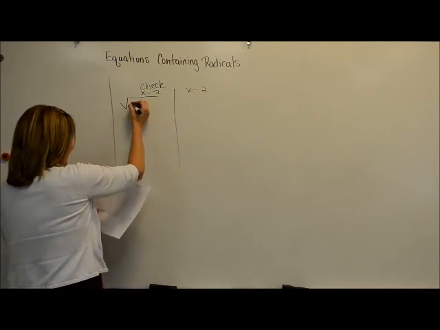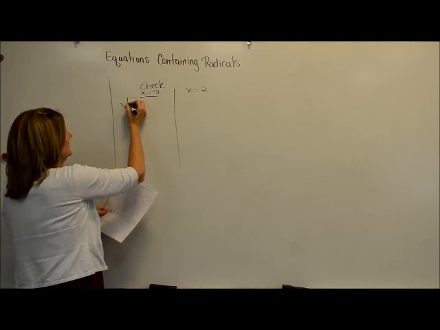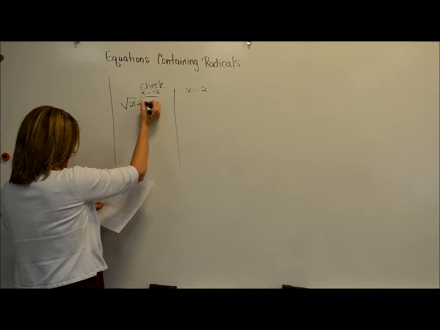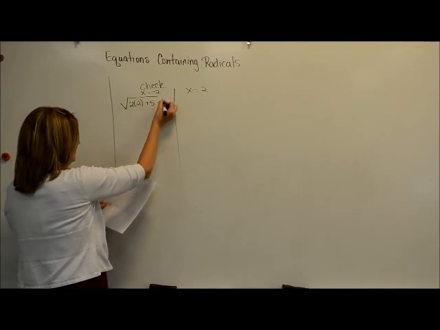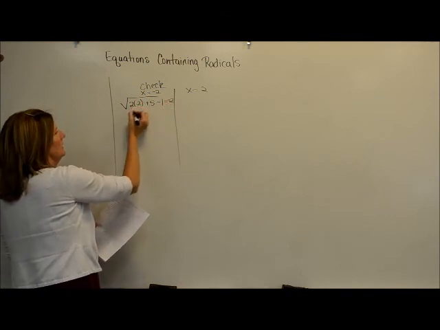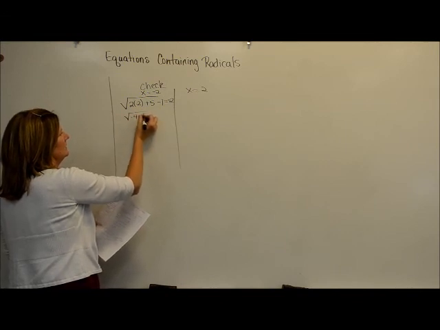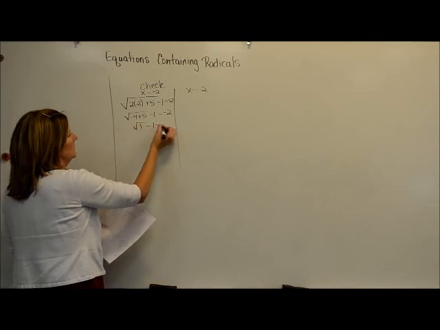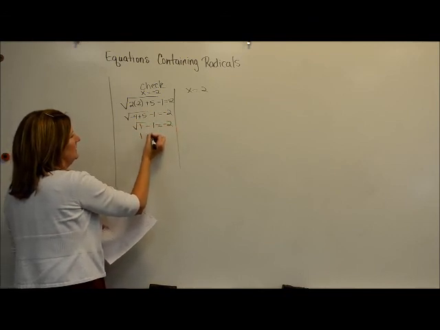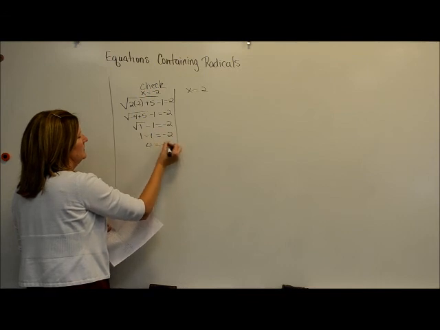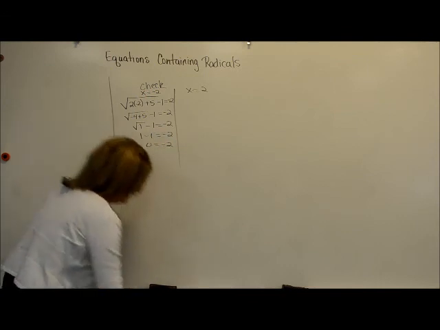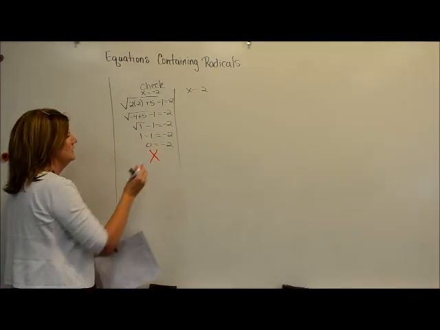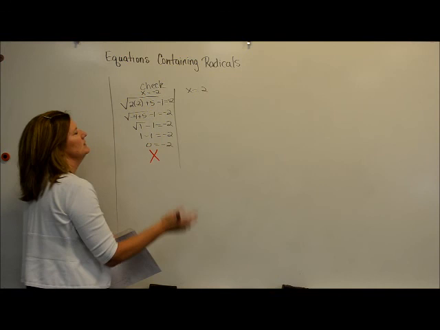So what I had then was 2 times negative 2 plus 5 minus 1 equals negative 2. Here I'll have square root negative 4 plus 5 minus 1 equals negative 2. Square root 1 minus 1 equals negative 2. And I have 1 minus 1 equals negative 2 and 0 equals negative 2. That's a big no. That one doesn't work. Okay, so I warned you some of them don't work. This one definitely doesn't work. That's a big red X. That one's not going to be one of them.